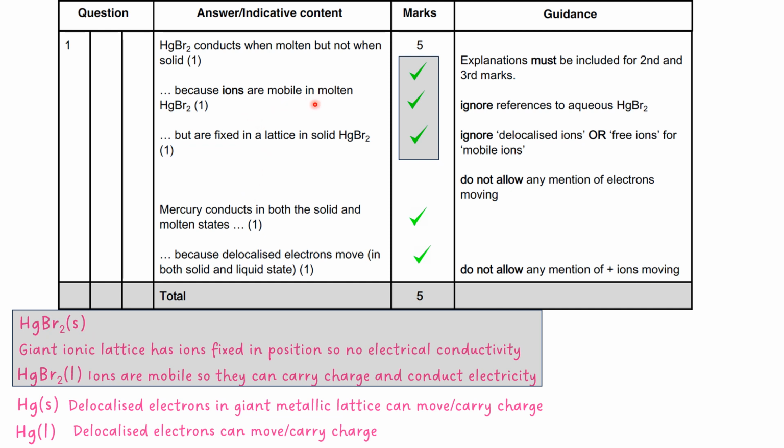Ions are mobile in molten HgBr2, we've got that there. Fixed in a lattice, so ionic lattice has ions fixed in position. So you can see how the wording we've put matches what the mark scheme wants from us.